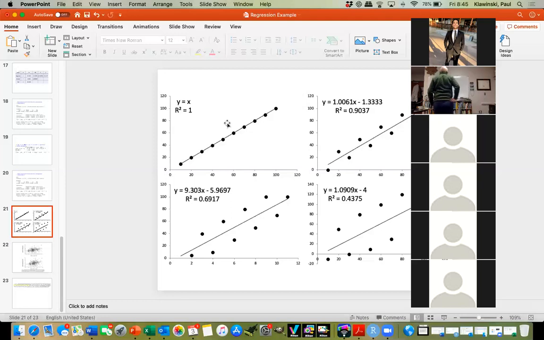Because remember, this is the question that you're asking when you do an ANOVA. The question you're asking when you do a regression is, I have an X variable and I have a Y variable. I have a hypothetical slope of 0, and I want to know, is the slope that I observe different from a slope of 0? This is the observed. This is slope equals 0.